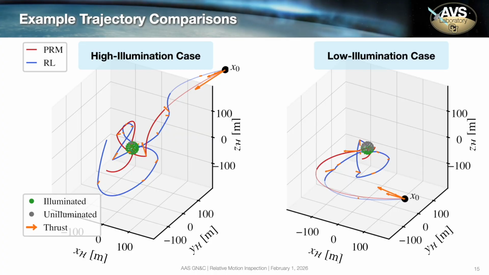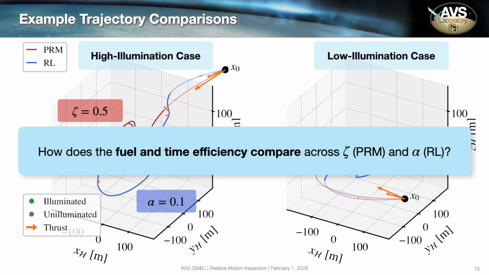We can see that our reinforcement learning and PRM-based methods produce qualitatively similar solutions, though they are quite different trajectories ultimately. We see a similar thing in a low illumination case, where only 1/2 of the RSO is illuminated over the course of the orbit, so this is like a sun-synchronous orbit type of situation. And again, we have qualitatively similar trajectories from the two methods, but by no means identical. These two trajectories were picked with somewhat arbitrary values of alpha and zeta, so the tuning parameters for our respective methods. But the big question we want to answer is, how does the fuel and time efficiency compare across all possible values of zeta and alpha, depending on the method we're using?